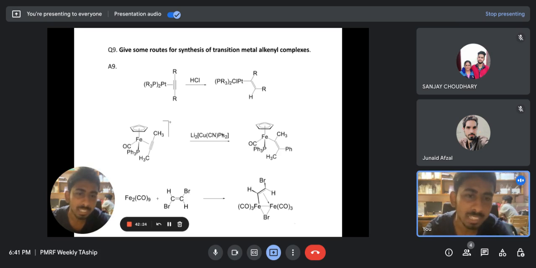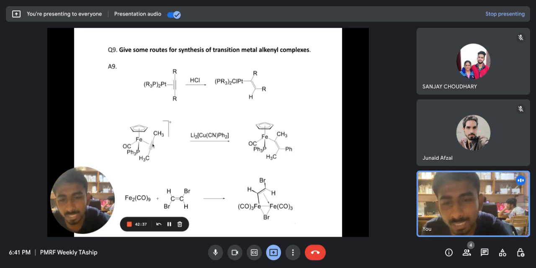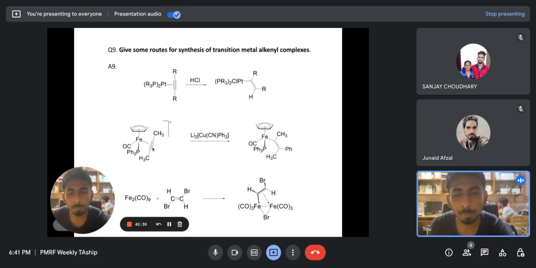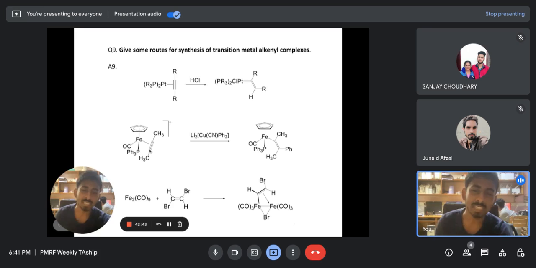So this phenyl moiety will attack one of the carbon atoms here on this acetylene moiety. Because these two acetylene carbon atoms are equivalent in nature, it will be attacking any of the carbon centers. So there will be a negative charge on the other carbon. So this other carbon will now be bonded to the iron atom.